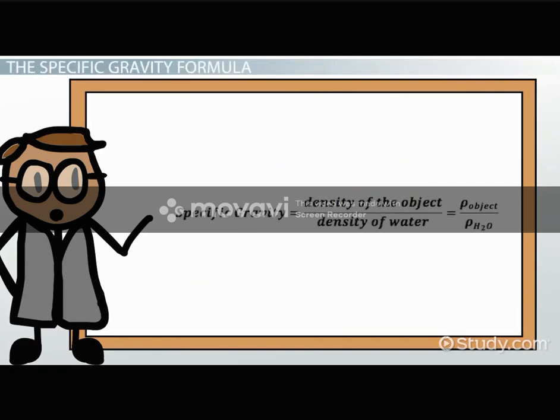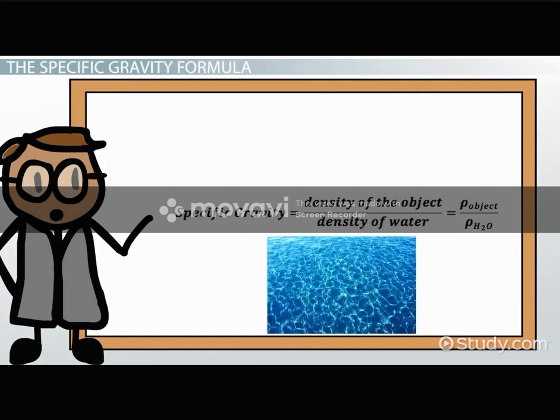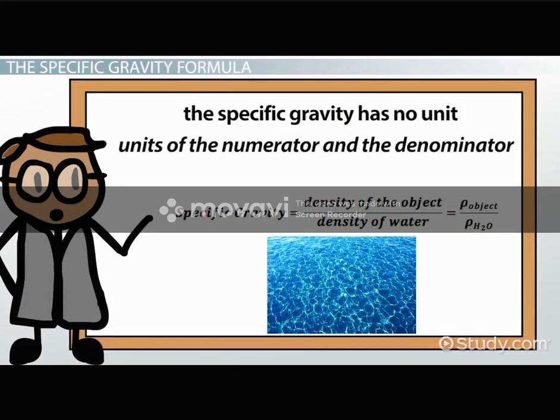The formula for specific gravity, given that the reference substance is water, is the density of the object divided by the density of the water. Here we use the Greek symbol ρ to indicate density. The specific gravity has no unit because the units of the numerator and the denominator are the same, so they just cancel each other out.